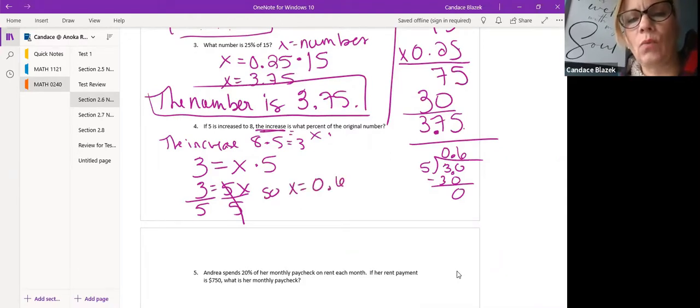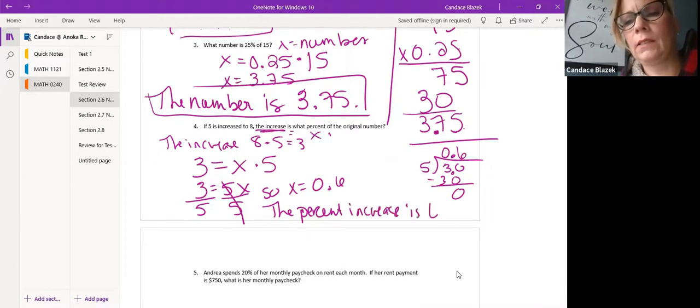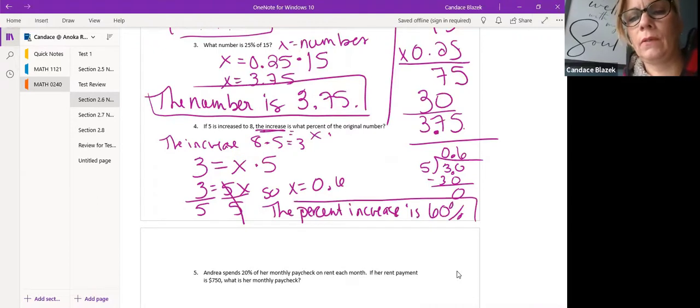But the percent, it's saying what is the percent? The percent increase is 60%, because 0.6 is equal to 60%.